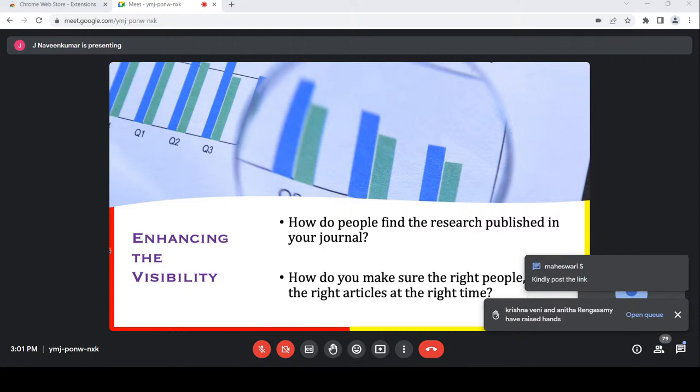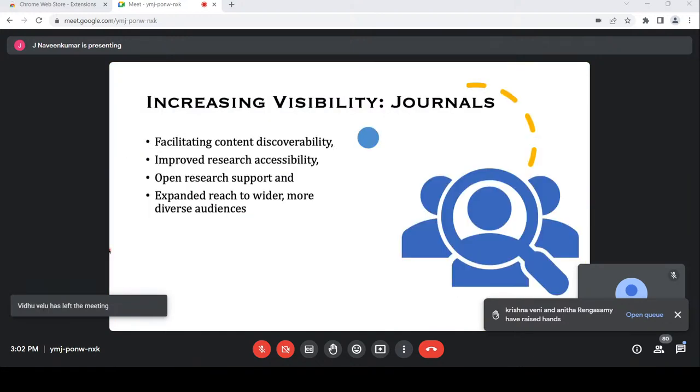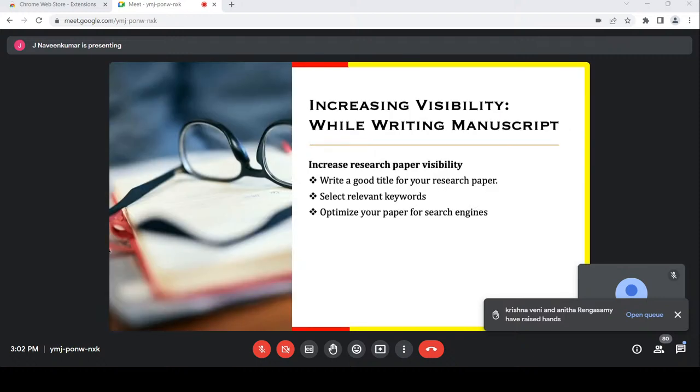Now, what is the role of an author in making his or her paper's visibility high? For that, we have to work in three areas, which I have already pointed out: one is the title, the other is the abstract, and the third is your keywords. To increase the visibility of the journals, you need to have two things. One is keyword selection. First you need to have a particular keyword selection.